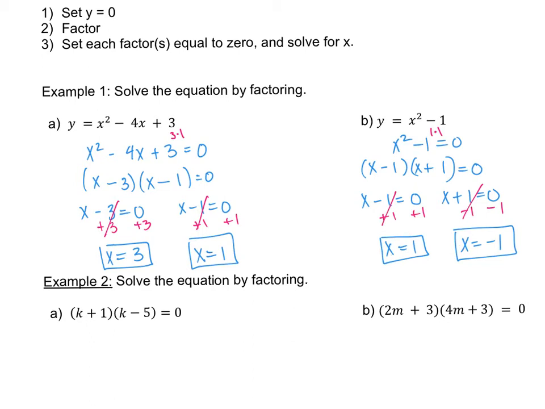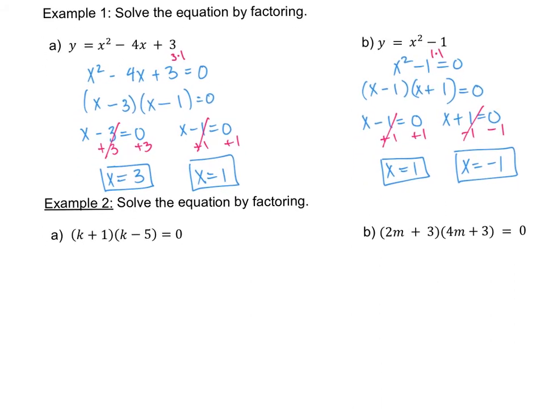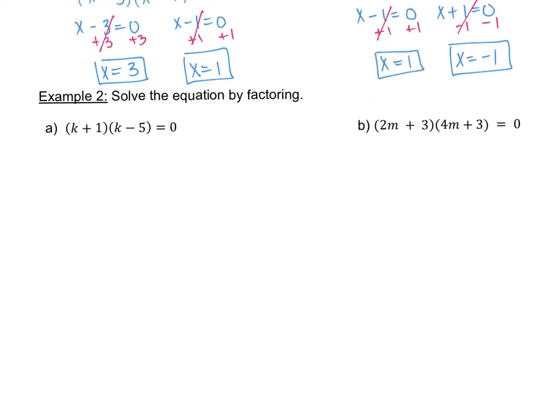I also want you to notice that right now I'm getting 2 x values for all of these equations that I've been doing. And I want you to notice, is that going to be the pattern for all quadratics? Am I always going to get 2 solutions, and why is that the case? So I want you to start thinking about that now. So let's progress into example 2.